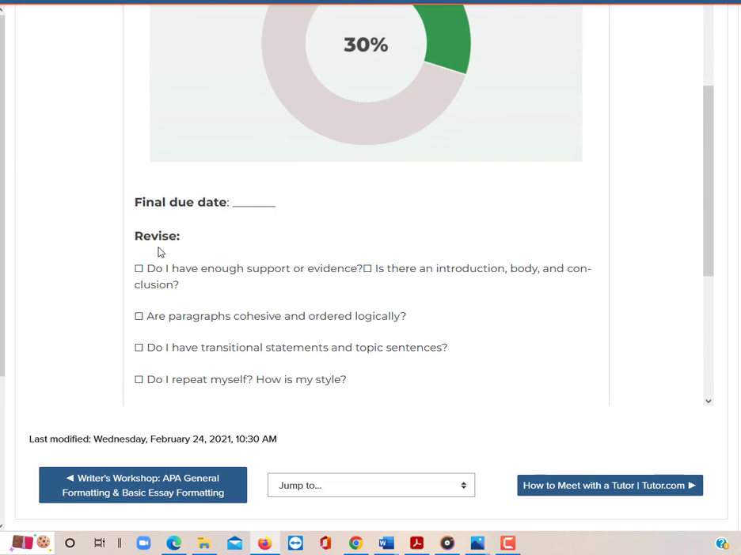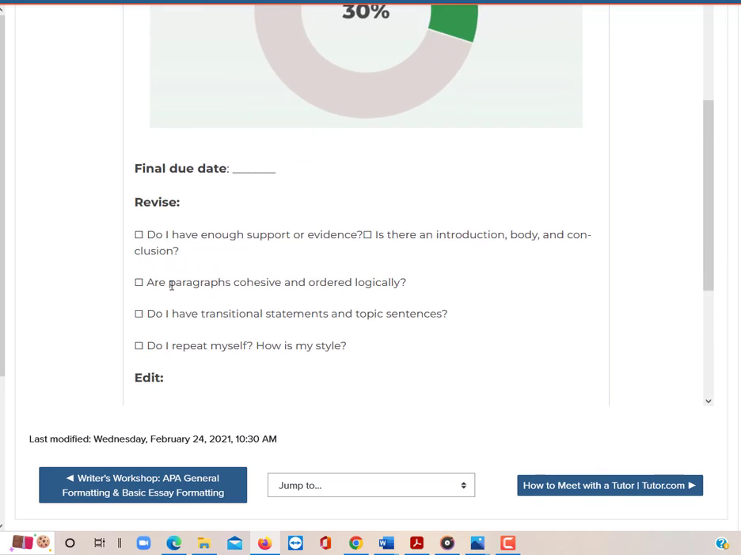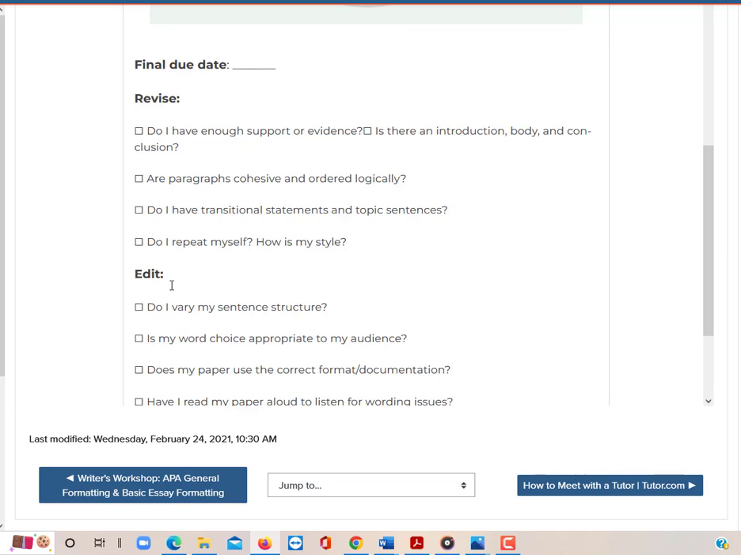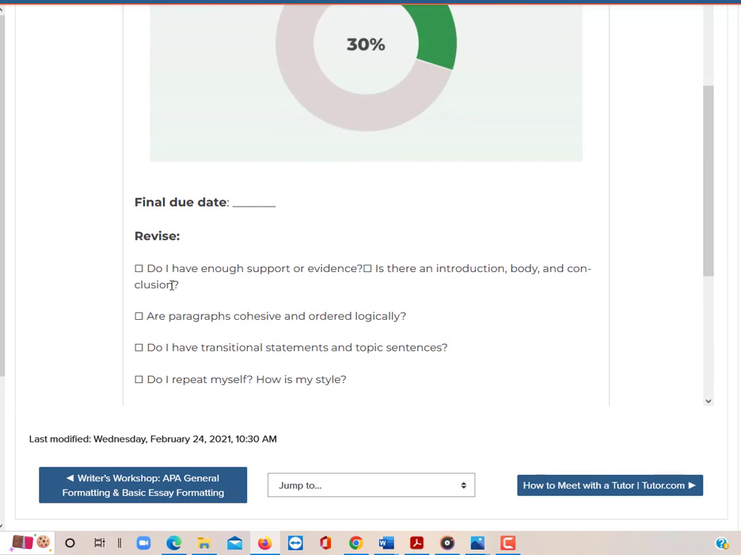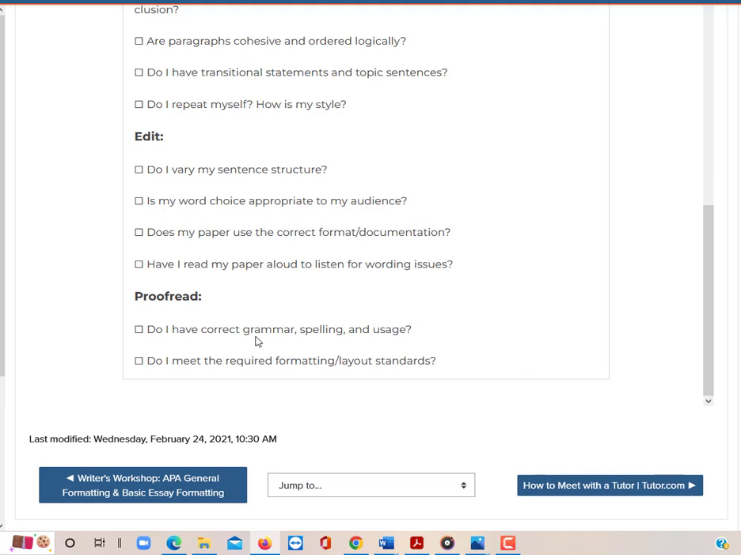So here, when you're revising, we're revising for essay structure. And then here, we're editing for grammar, APA, mistakes. And we're going to go over the editing and revision techniques later on in this class. There are actually many different techniques for revision and editing. So here is a short revision checklist, so that after you write your rough draft, make sure you check all of these and have all of this.